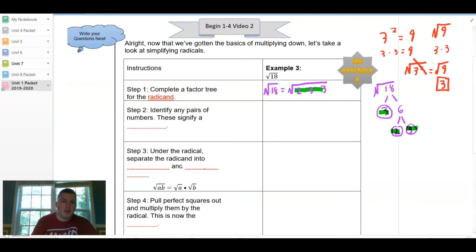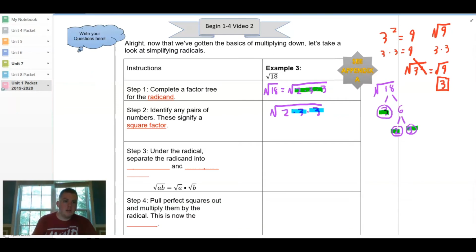Our next step is going to be to identify any pairs of numbers. These are going to signify a square factor. So I'm going to take those same numbers, the 2 times 3 times 3, and I want to see if I have any numbers that pair up. In this problem I do. I have a 3 and a 3. Those are going to pair up, and we're going to call those square factors.